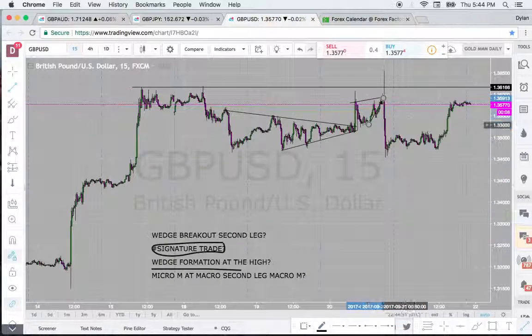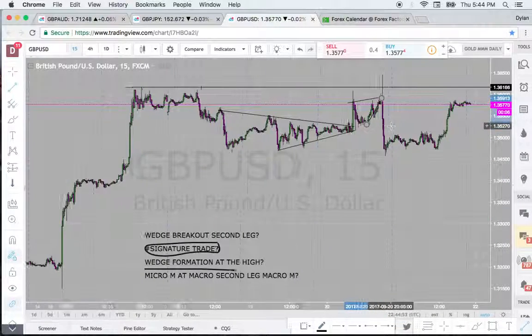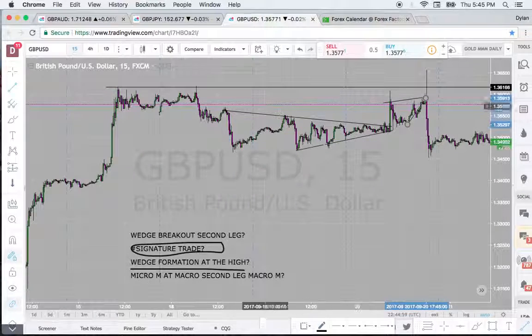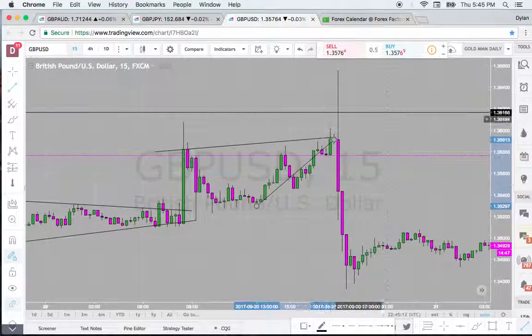Here is the wedge formation that happened basically at the high. I mean, it's at 1.36. The high of the week is 1.3617, so about 15, 17 pips away. Anyway, very extremely close to the high.